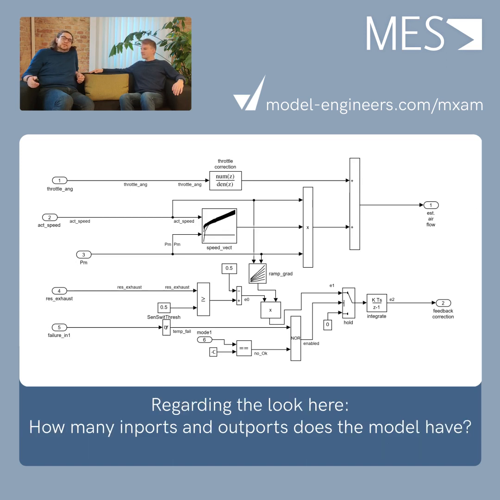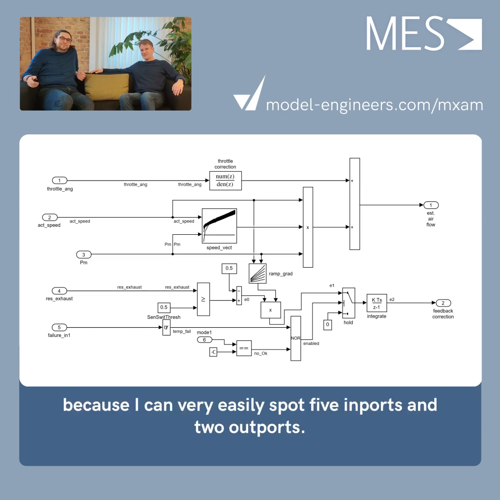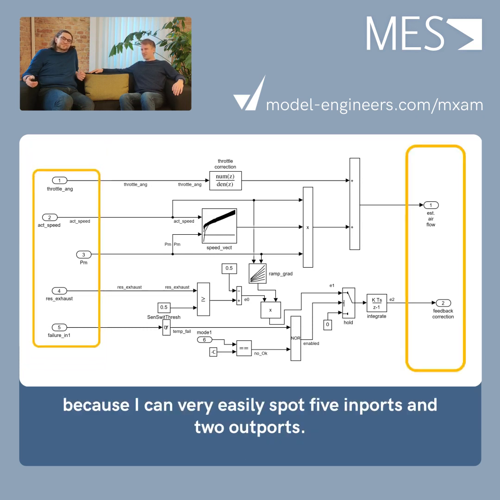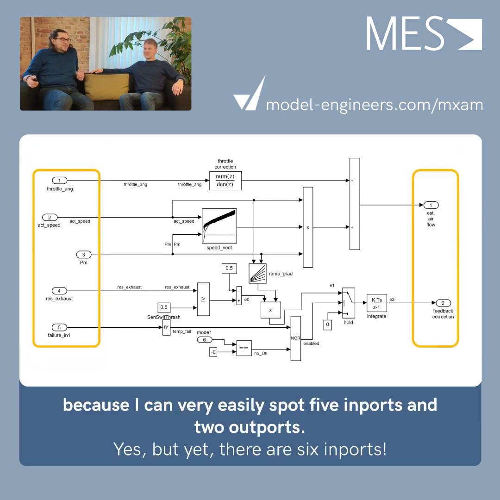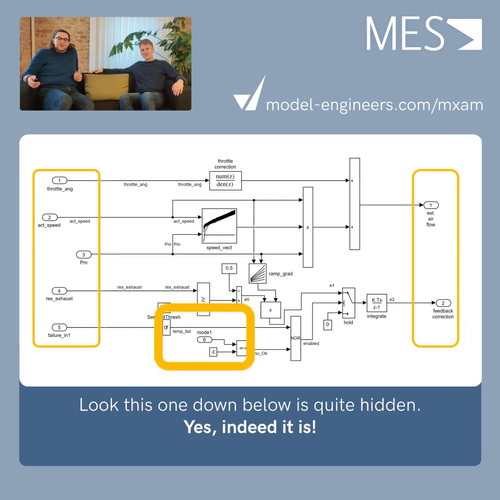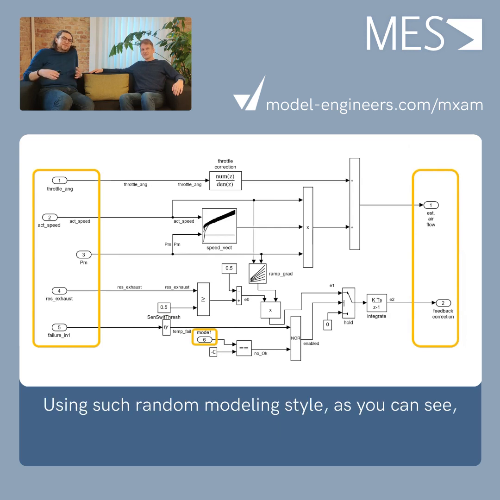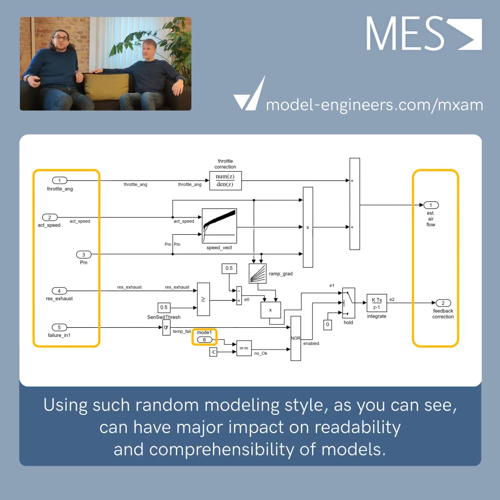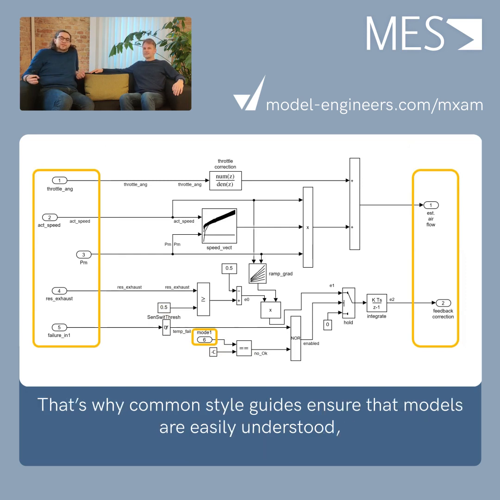And regarding the look here, how many inputs and outputs does the model have? Seems like a very simple question, because I can very easily spot 5 inputs and 2 outputs. Yeah, but yet there are 6 inputs, so look, this one down below, it's quite hidden. Oh yes, indeed it is. And using such random modeling style can have a major impact on the readability and comprehensibility of models. That's why common style guides ensure that models are easily understood, especially for external reviewers.